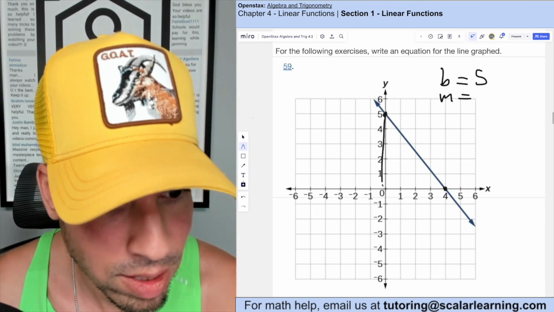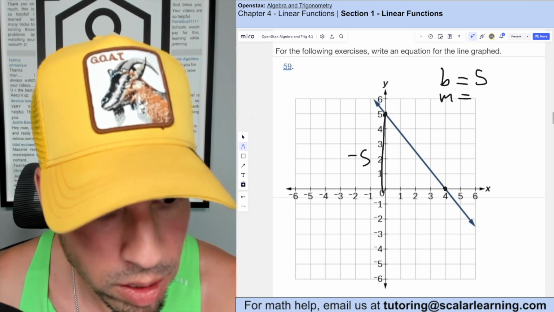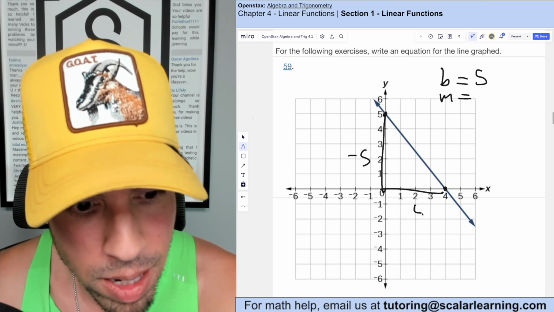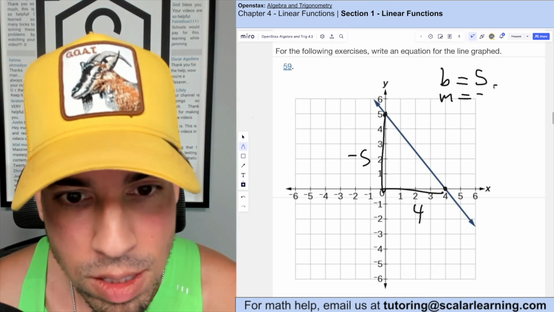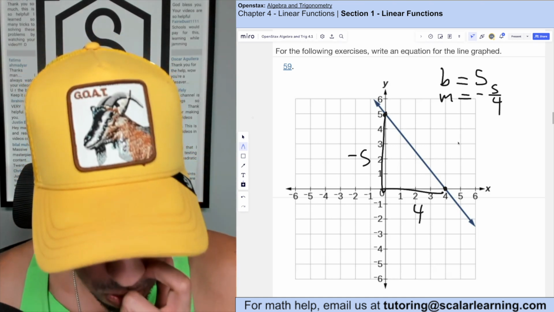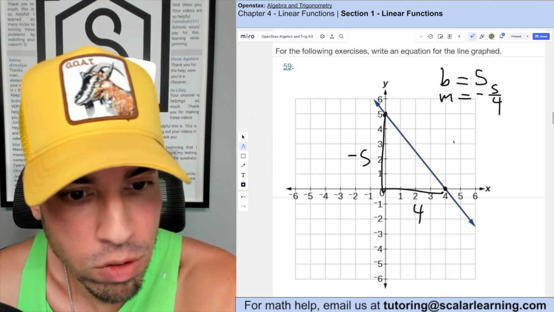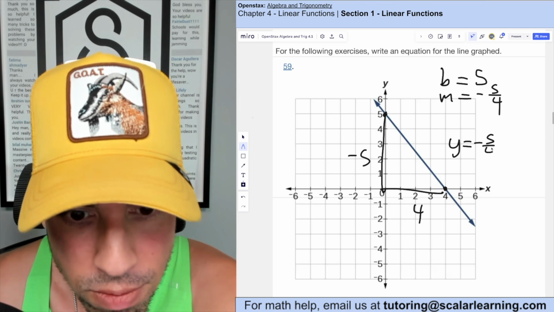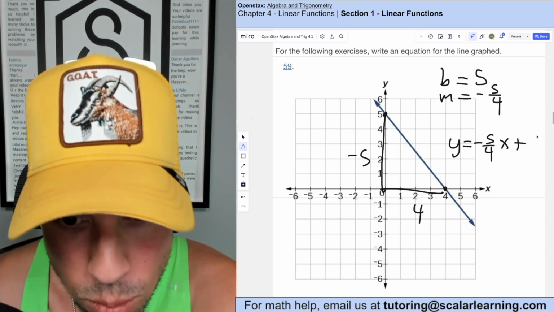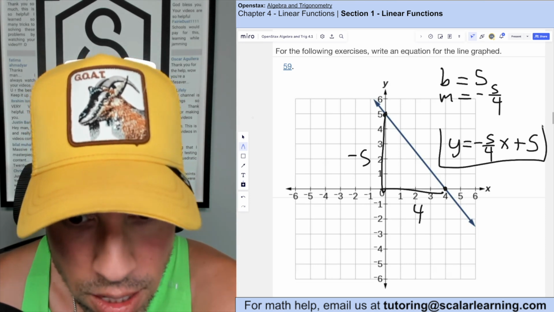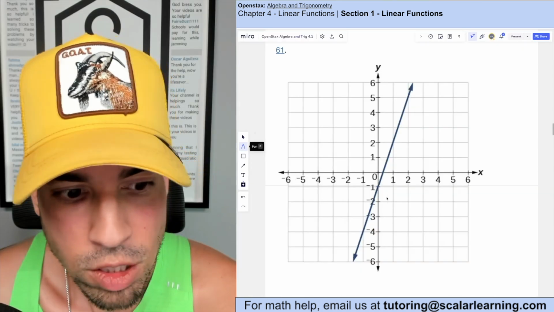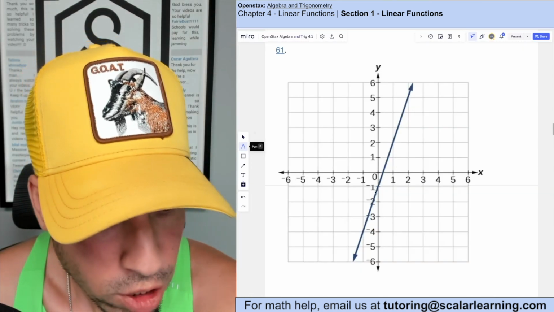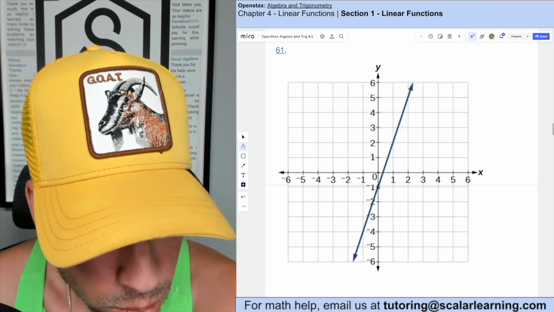So I'm going down 5, right? And I'm going to the right or across by positive 4. So my slope is negative 5 over 4. And now to put this into an equation format, it's y equals my slope, negative 5/4 x, plus my y-intercept, which is 5. There's the answer. Done.